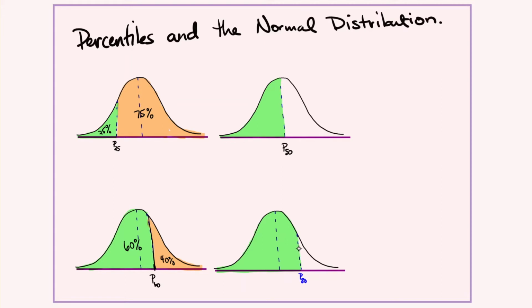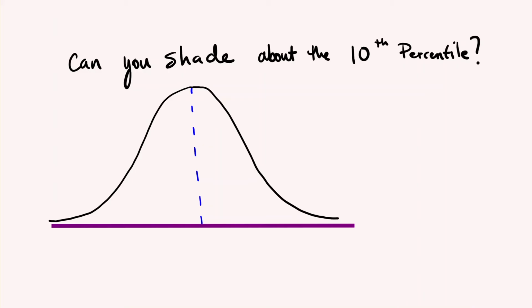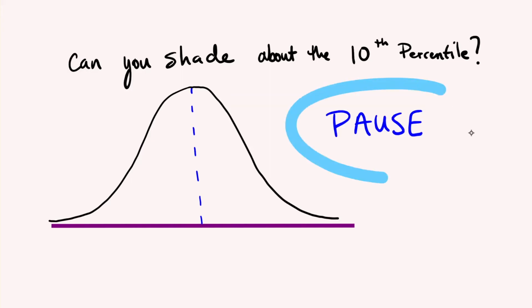Now our next one, we see the 80th percentile marked, so 80% of the data lies in this green shaded region. So then how much of the data would lie in the orange shaded region? 20% would lie then in this region, 100 minus 80. So based on these descriptions, could you shade about the 10th percentile on your paper? Take a moment to pause the video and attempt this on your own.